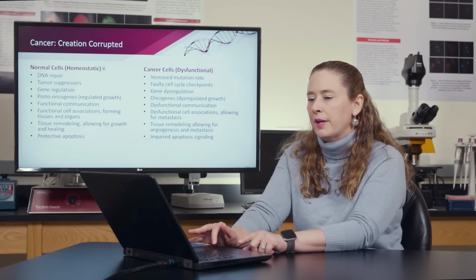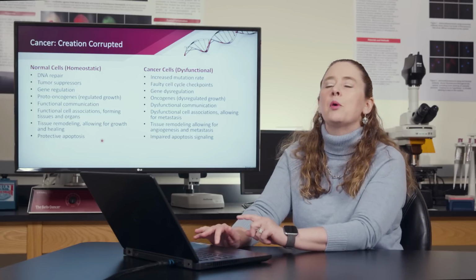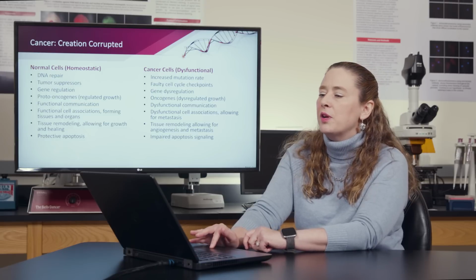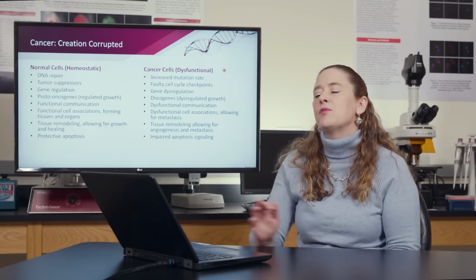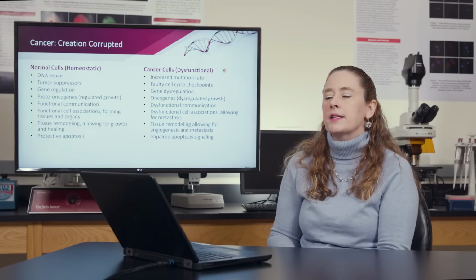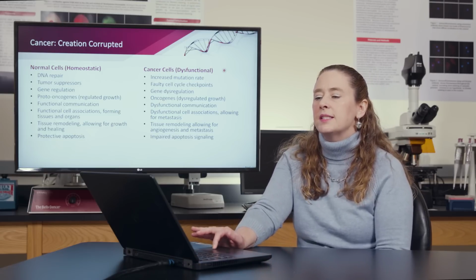So everything over on the left here is good. This is how God built things to work. And then everything over here on the right is dysfunctional and just represents effects of the curse. So let's go through some of these things.